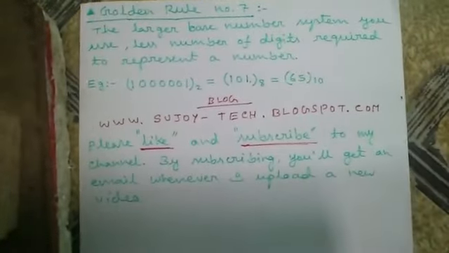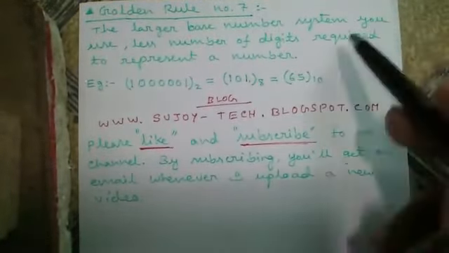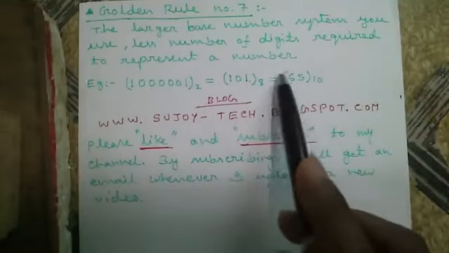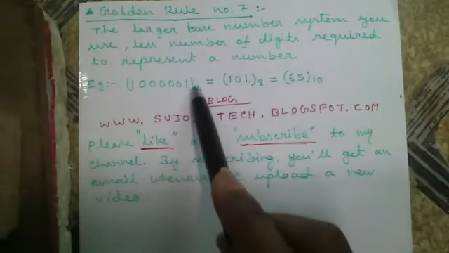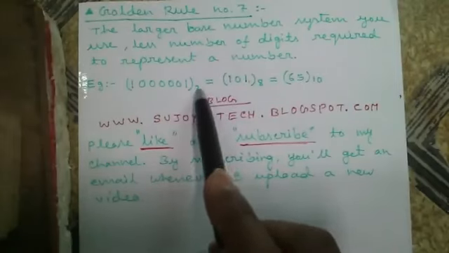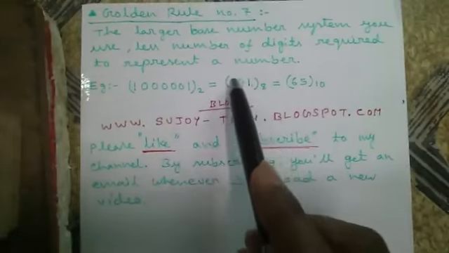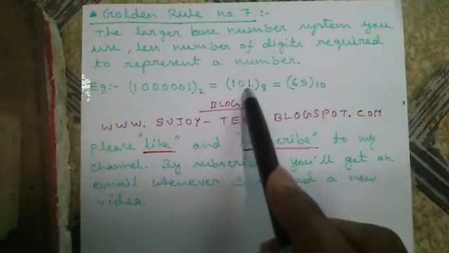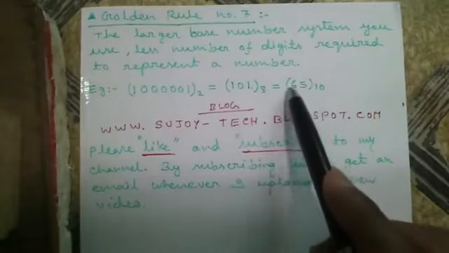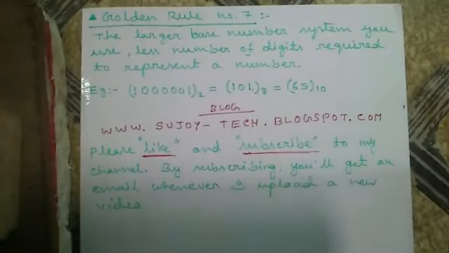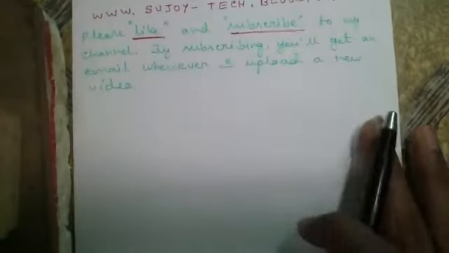Golden rule number 7. The larger the base of the number system you use, the fewer digits are required to represent a number. For example, representing 65 in binary takes 7 digits. Binary is the lowest base system, that is base 2. Converting to a higher base, 8, the digits reduce to 3. Converting to a still higher base, 10, takes only 2 digits. This is the concept. So friends, this was my tutorial.